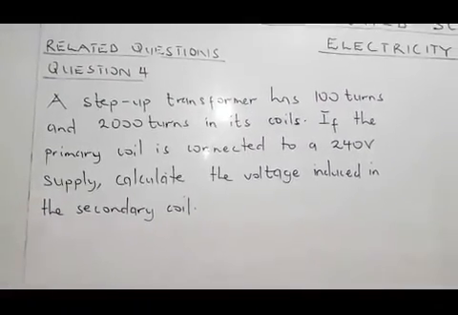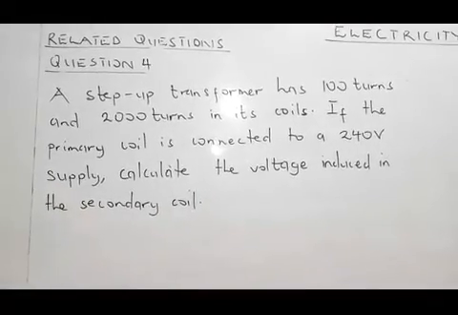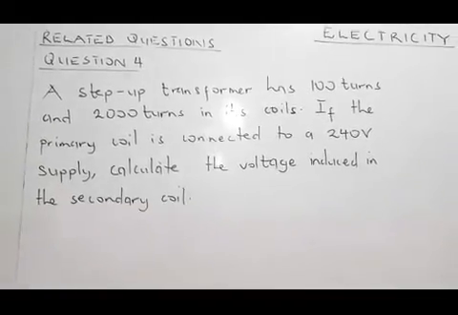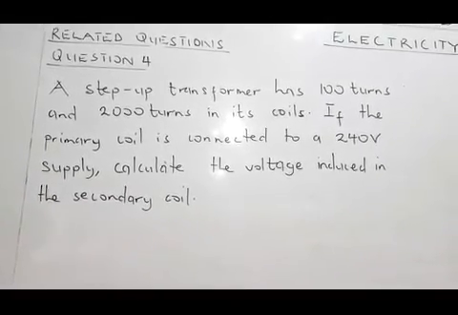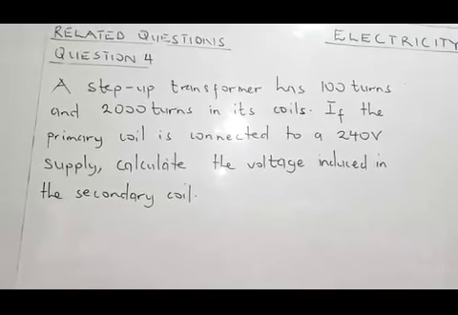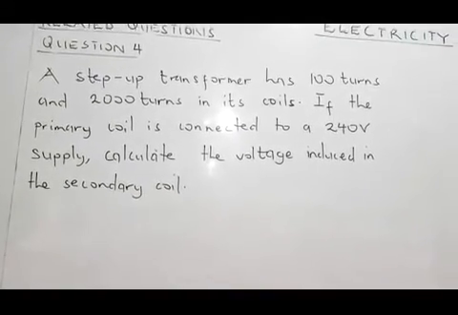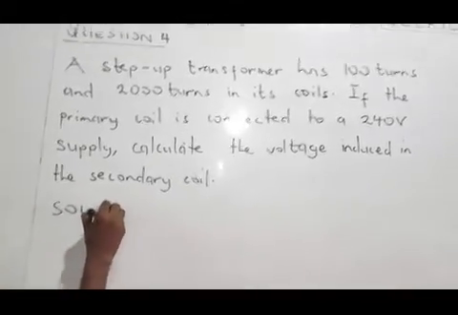Question 4. If a step-up transformer has 100 turns and 2000 turns in its coils. If the primary coil is connected to a 250 volt supply, calculate the voltage induced in the secondary coil. Okay, so, solution.